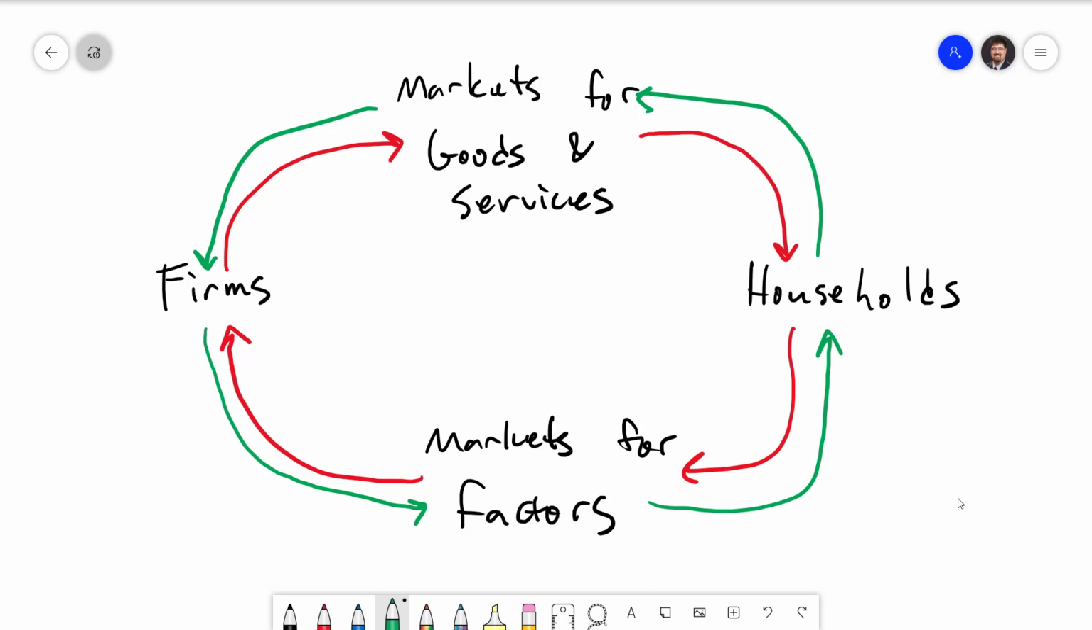This is, of course, a very, very simple way to represent the economy. As we move forward, we're going to get into more detail and models that have a lot more going on, but this is always a good place to start.